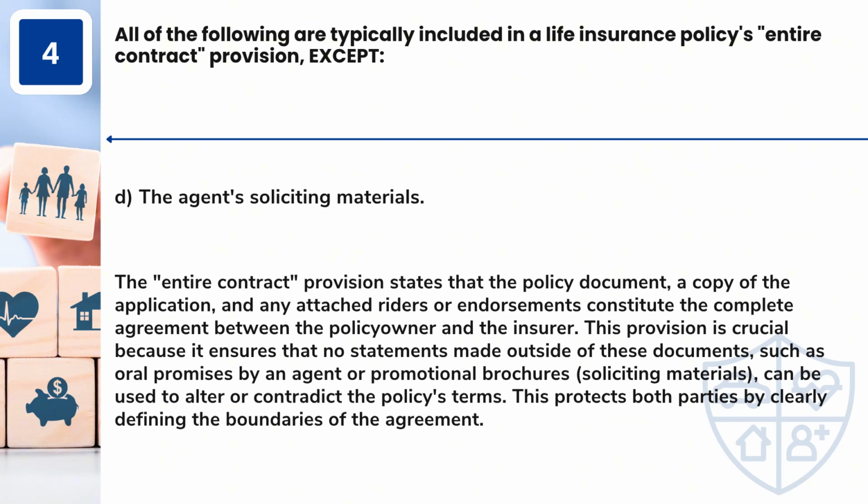Answer: D. The agent soliciting materials. The entire contract provision states that the policy document, a copy of the application, and any attached riders or endorsements constitute the complete agreement between the policy owner and the insurer. This provision is crucial because it ensures that no statements made outside of these documents, such as oral promises by an agent or promotional brochures, soliciting materials, can be used to alter or contradict the policy's terms. This protects both parties by clearly defining the boundaries of the agreement.